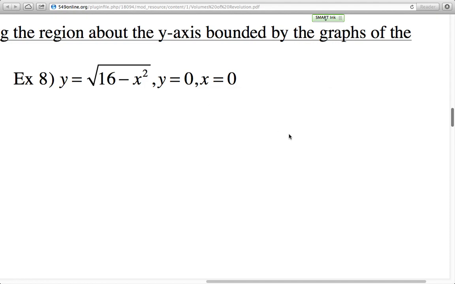All right. What is this? It's a dome again. What's the radius of the semicircle? It's just the square root of 16.